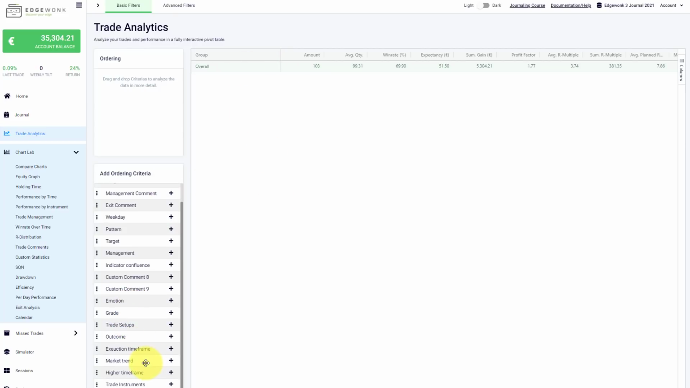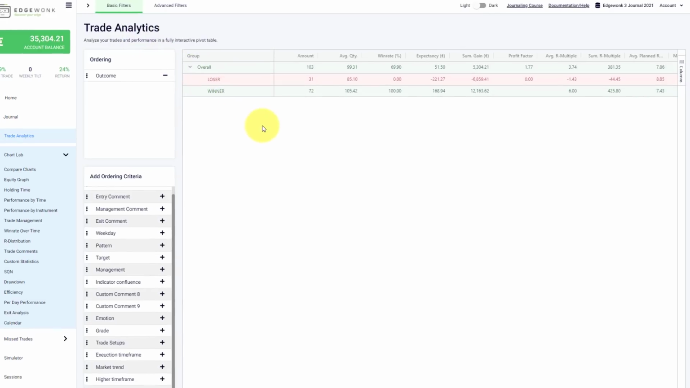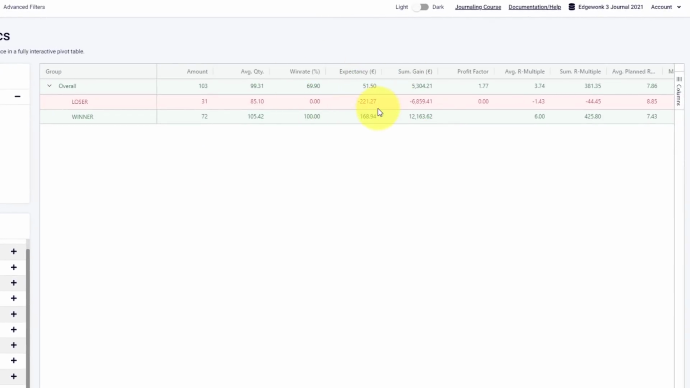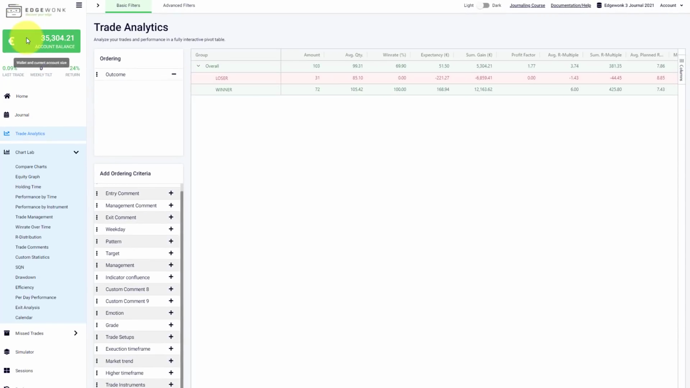For example, we could just start out by looking at our trade outcome and see what is the difference between the winning trades and the losing trades. And we can see when we look at expectancy, for example, which is the per trade value, that on average our losing trades are negative 221 versus our winning trades on average only have a value of 168, in this case euro, but you can use this for any currency worldwide. And this is already not a great thing, because you don't want to generally have your losses be bigger than your winning trades. So this is something that we need to investigate further.